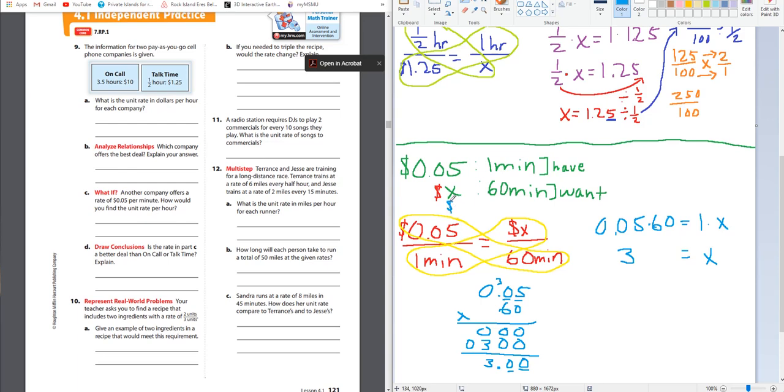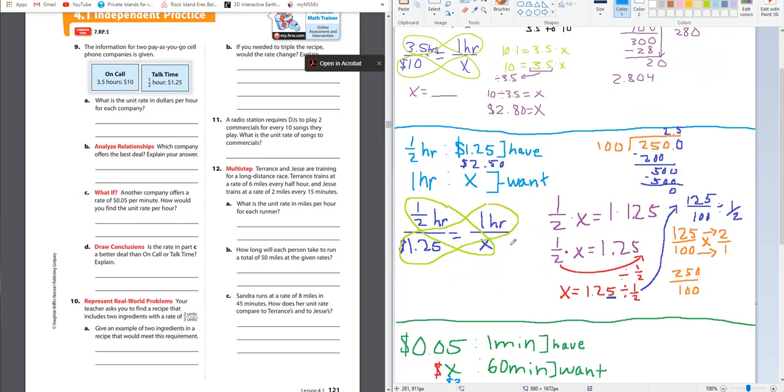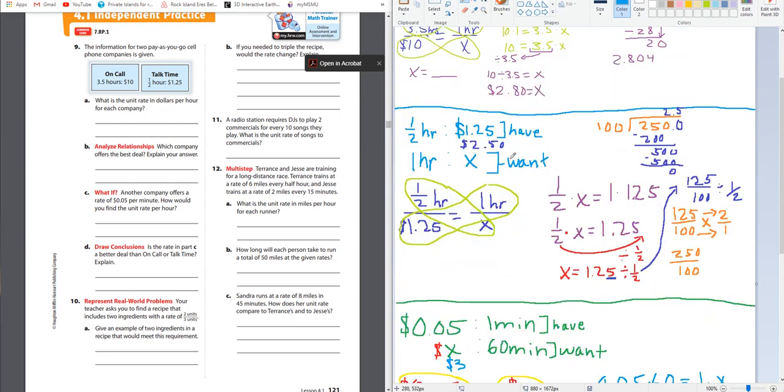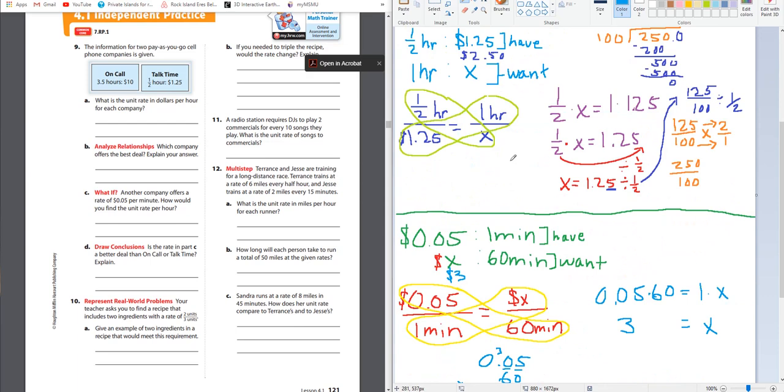A horrible, horrible unit rate. A horrible price compared to these, right? That's 50 cents more. That's like 2 gumballs. You could have one, and then you could have one later.